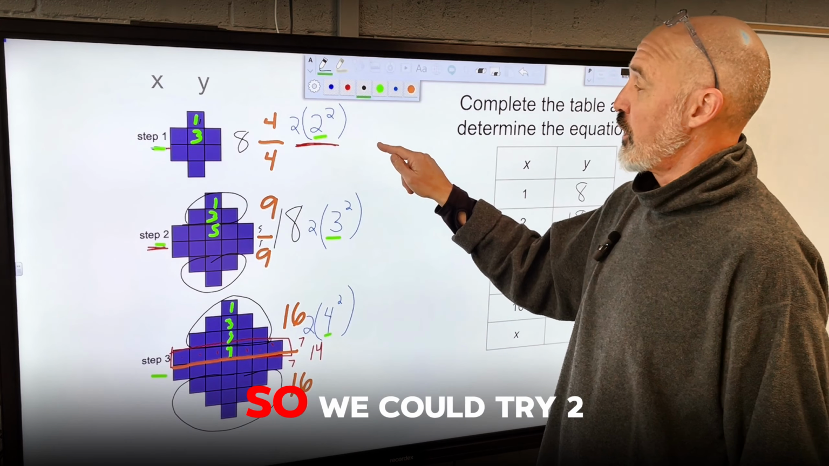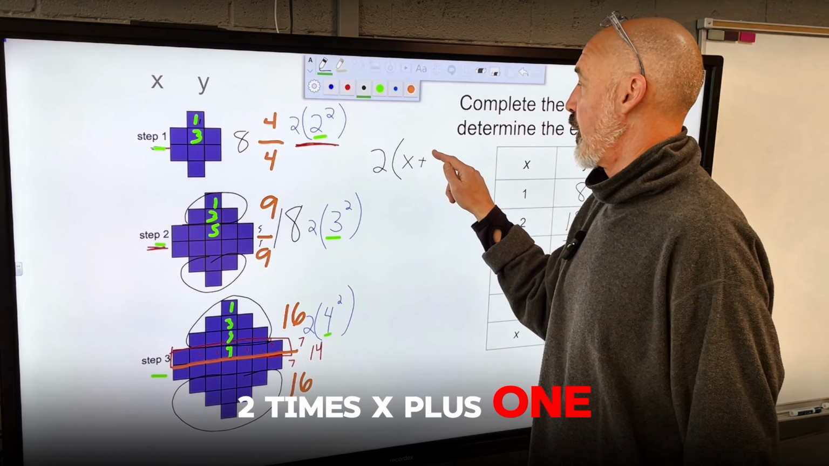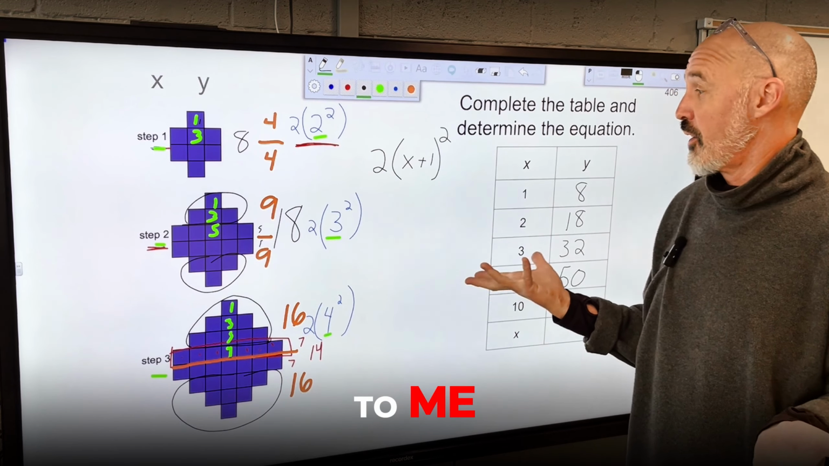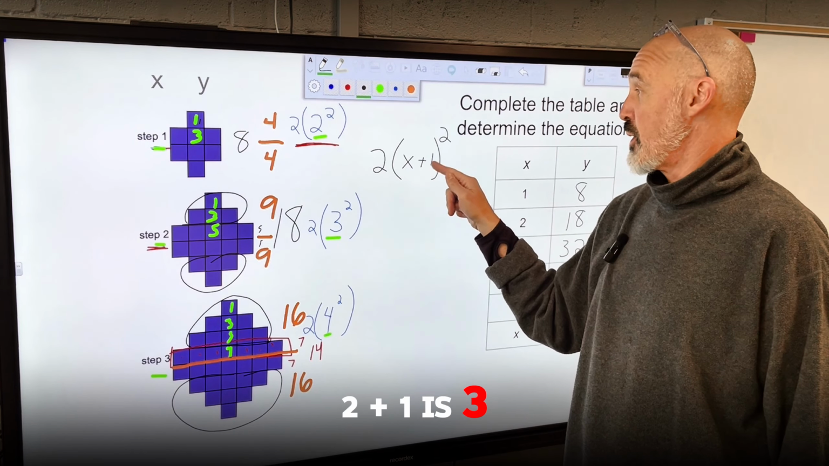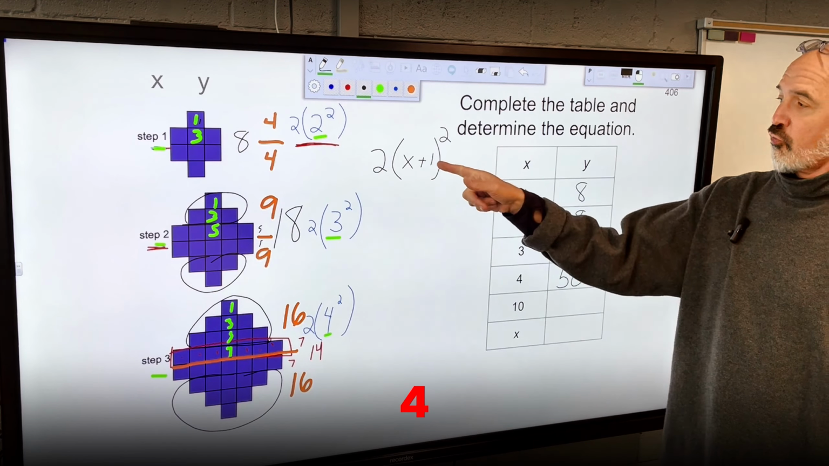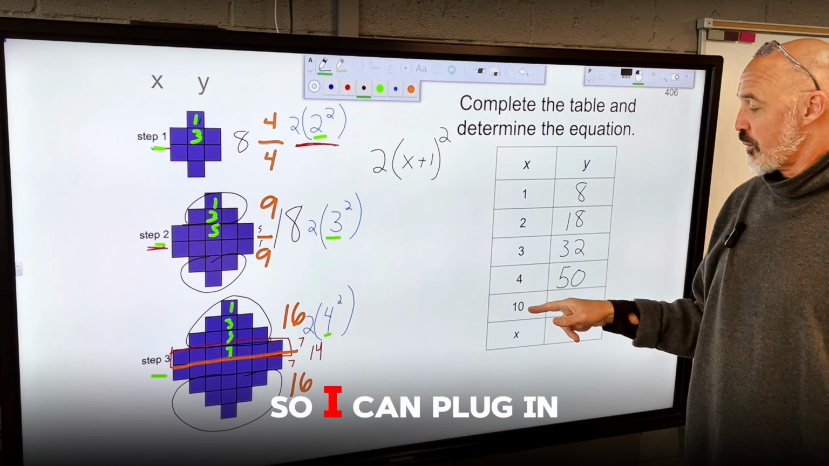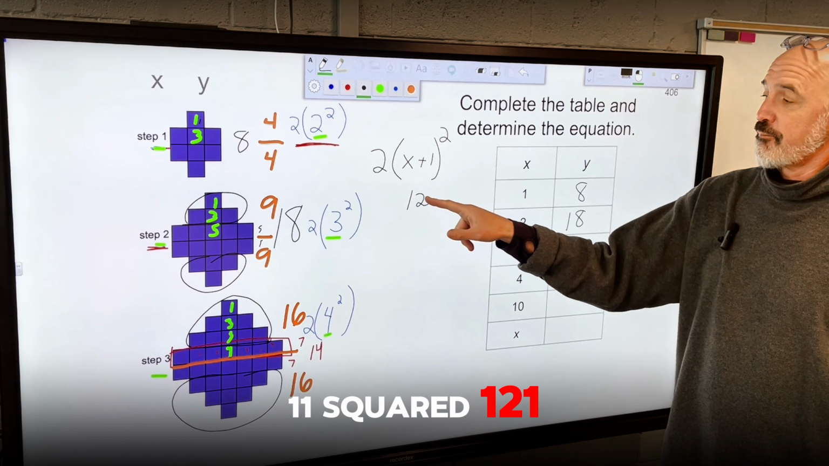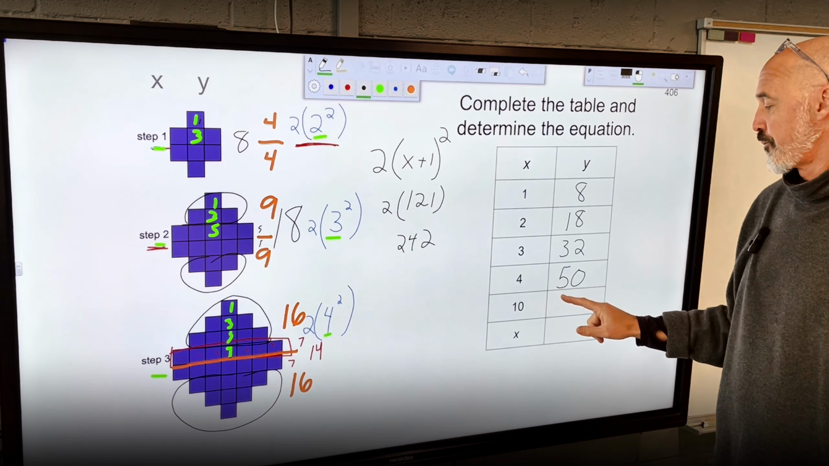Let's try this out. So we could try 2 times, well, 2 is 1 more than 1, 2 times x plus 1 squared. That seems to make sense to me. Let's plug in these x values and check. If I plug in step 2, 2 plus 1 is 3, 3 squared is 9, times 2 is 18. Even over here for step 4, 4 plus 1 is 5, 5 squared is 25, times 2 is 50. So I could plug in 10, 10 plus 1 is 11, 11 squared is 121, and then that doubled is 242.